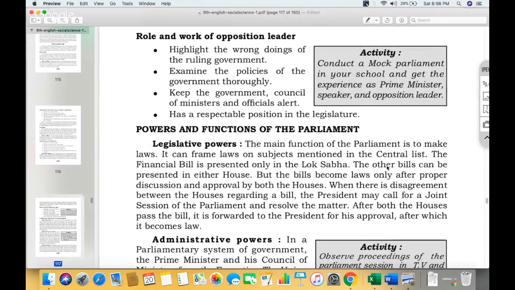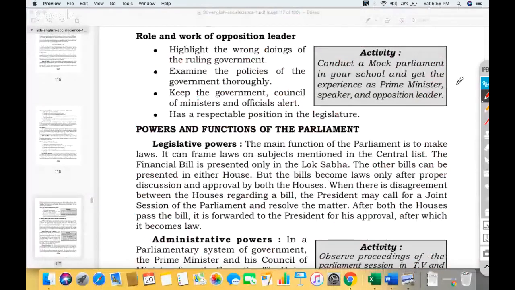Opposition leader. So, opposition leader means role and work of opposition leader. Actually, it should be studied with Parliament. Opposition leader means highlight the wrongdoing. So, it is generally from the main opposition party. Now, try to understand. One is leader of main opposition party, and one is opposition leader.